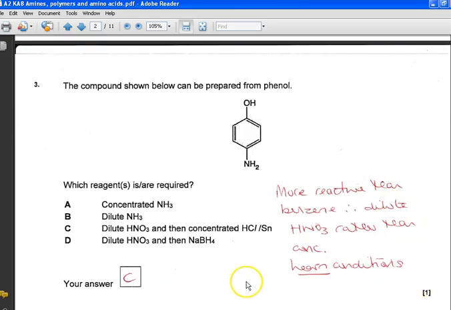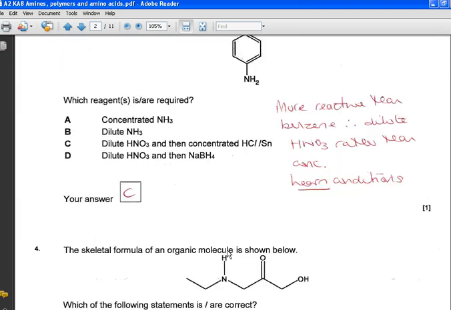Question 3, this is phenol reacting, so it reacts more easily than benzene, so we don't need the concentrated acid that we require when we're reacting benzene. But we do need the HCl and tin, so that's it. Basically, you need to learn those conditions for different reactions.